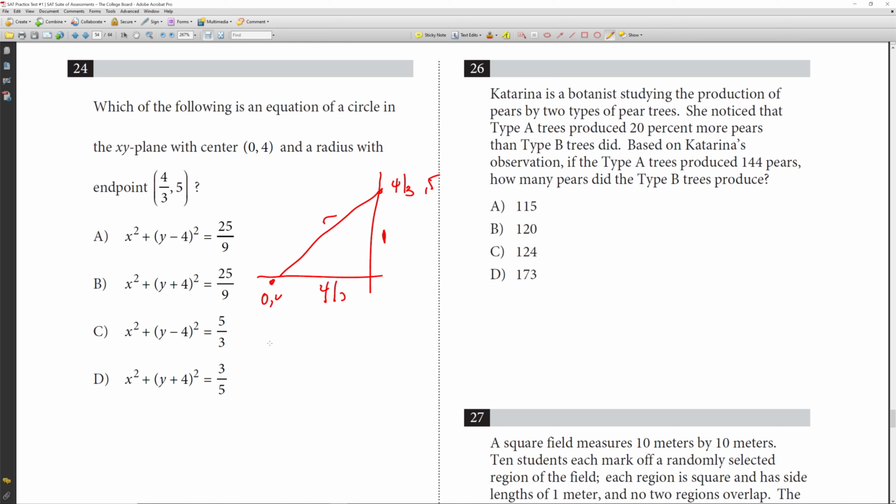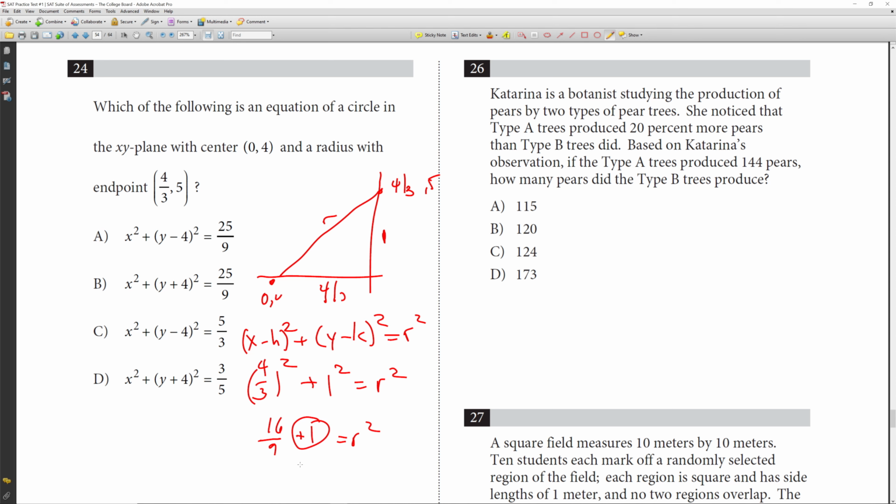So you do need the equation of a circle, which is (x minus h) squared plus (y minus k) squared is equal to r squared. I have a triangle that I could use, which means I plug in my x's and y's. So this is (4/3) squared plus 1 squared is equal to r squared, which means this becomes 16 over 9 plus 1 is equal to r squared. I have to simplify this more. This is 9 over 9, so 16 plus 9 is 25 over 9, which is equal to r squared. So I need this as the answer.